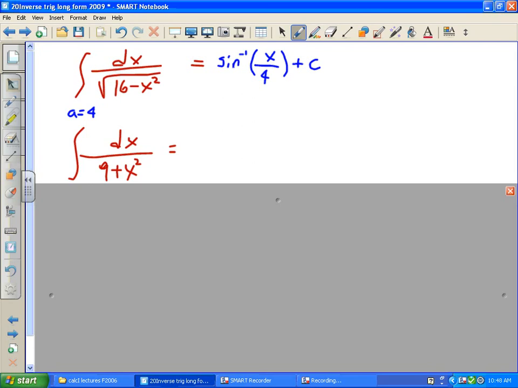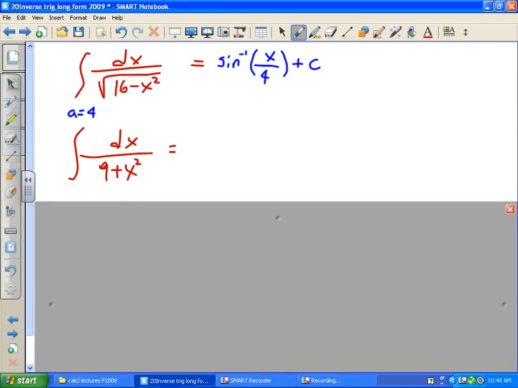Okay, for this one, can you do it with u sub? No. What is a here? 3. Which function are we going to need? The tangent inverse. But remember, there's an extra coefficient here, which should be 1 over a times tangent inverse of what? The rule says x over a. In this case, it's going to be 1/3 tangent inverse of x over 3 plus c.